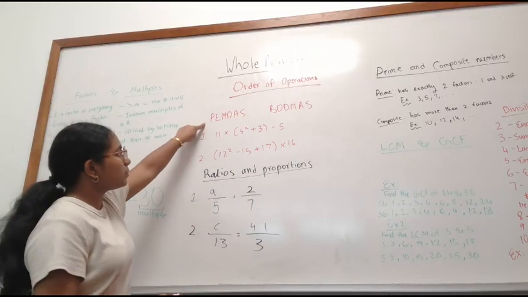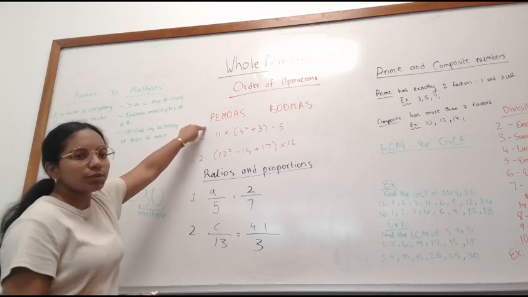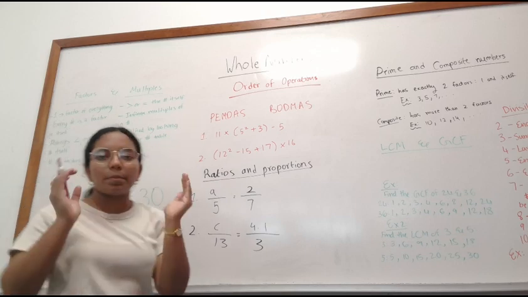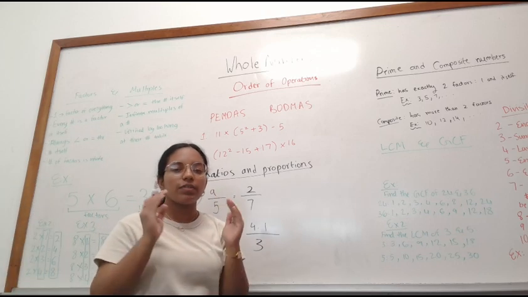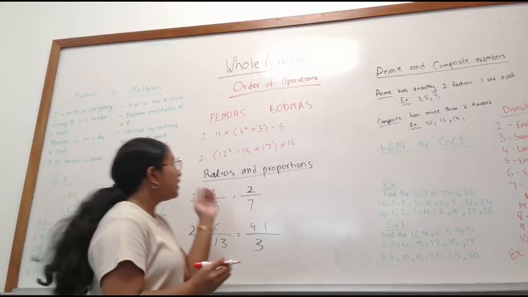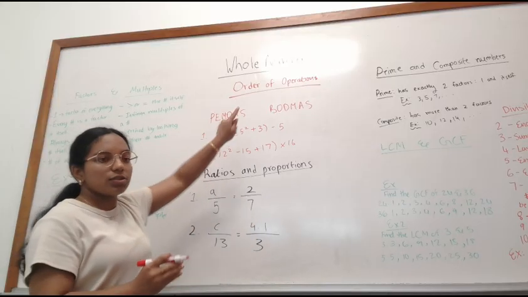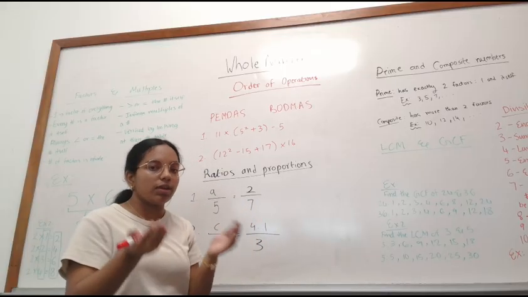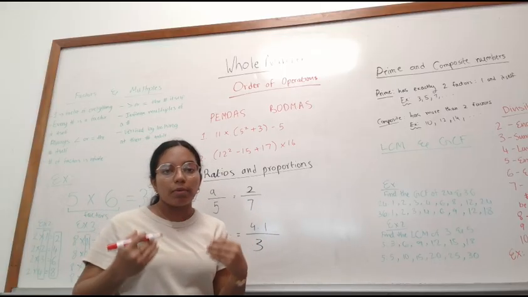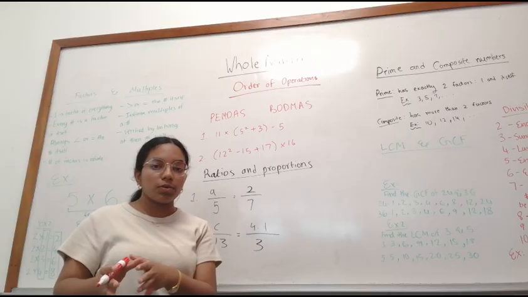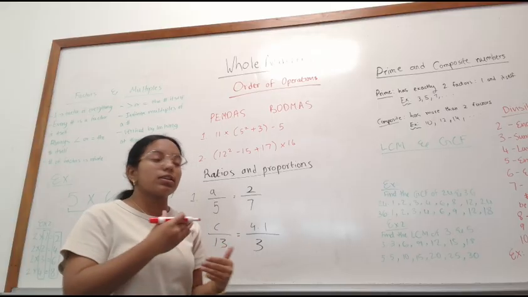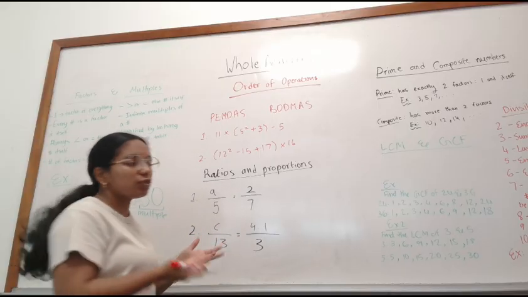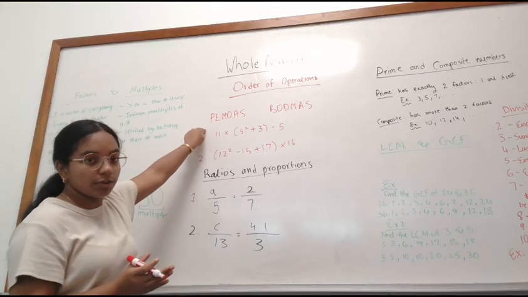So let's go for PEMDAS first. P starts with parentheses. That means everything in a bracket goes first. So you do everything in a bracket first. And then E is exponent. So let's say you have a bracket and you have an exponent in it, then you do the exponent first. And if you don't have a bracket and you have an exponent in the equation, then you do the exponent first.